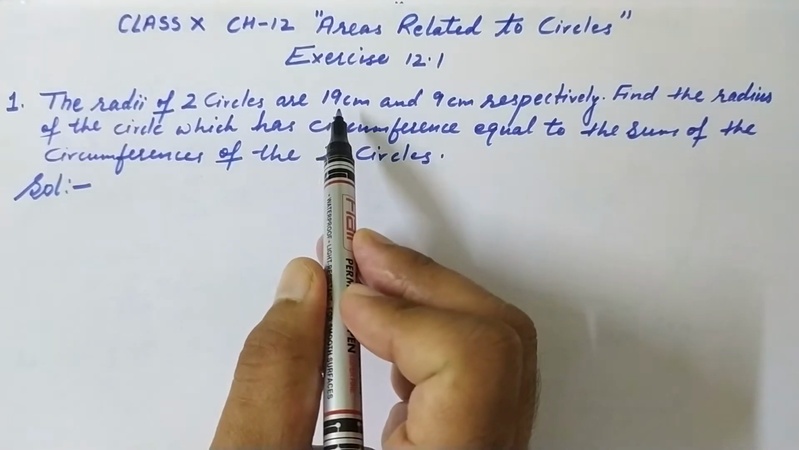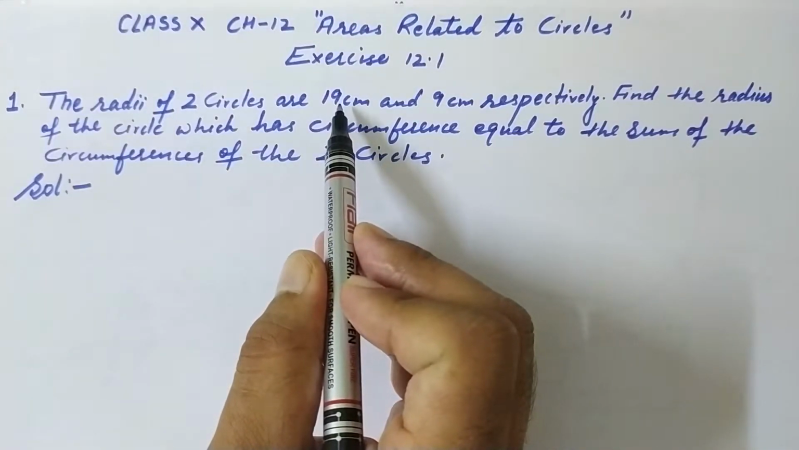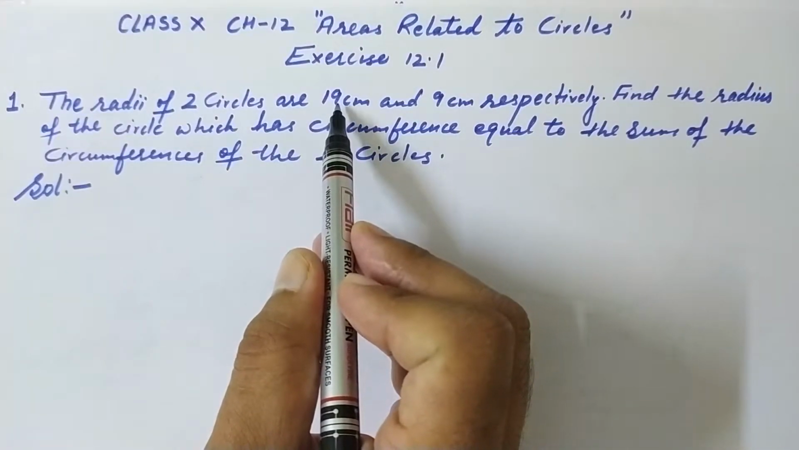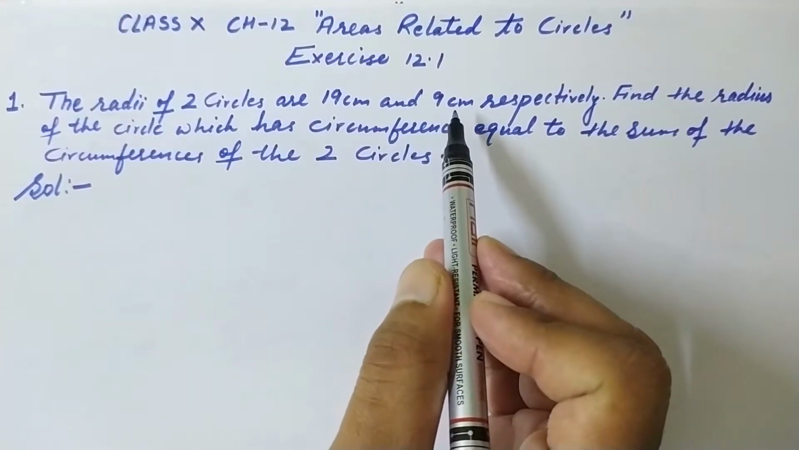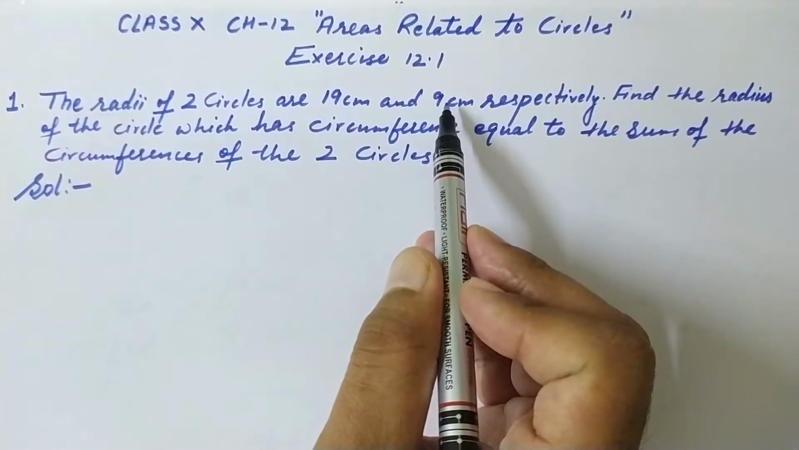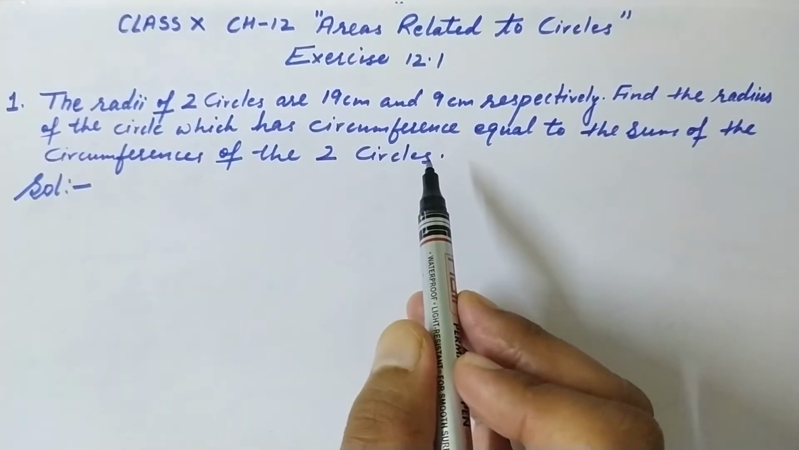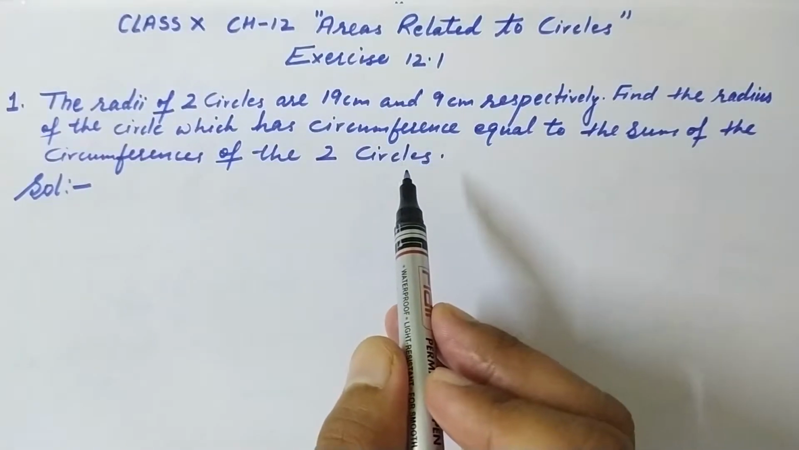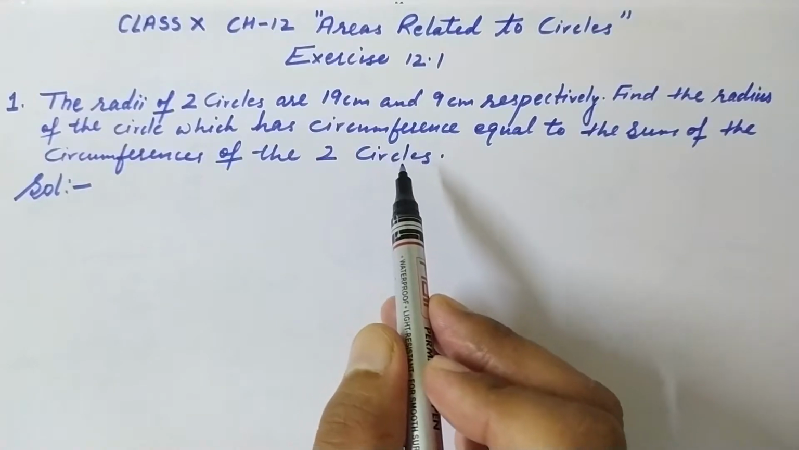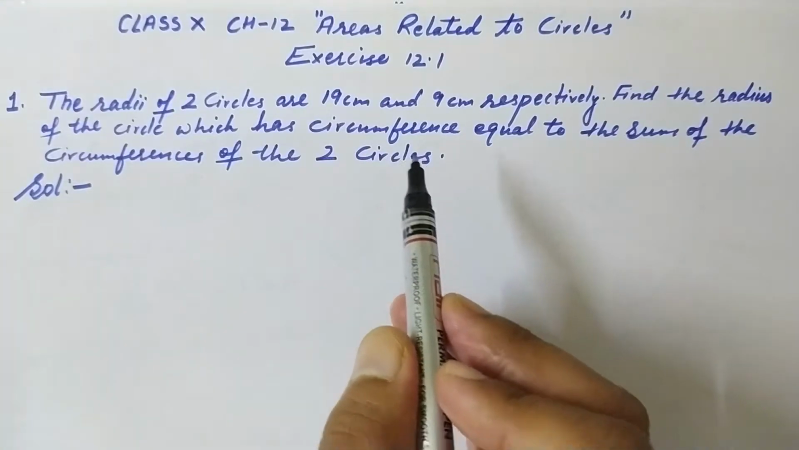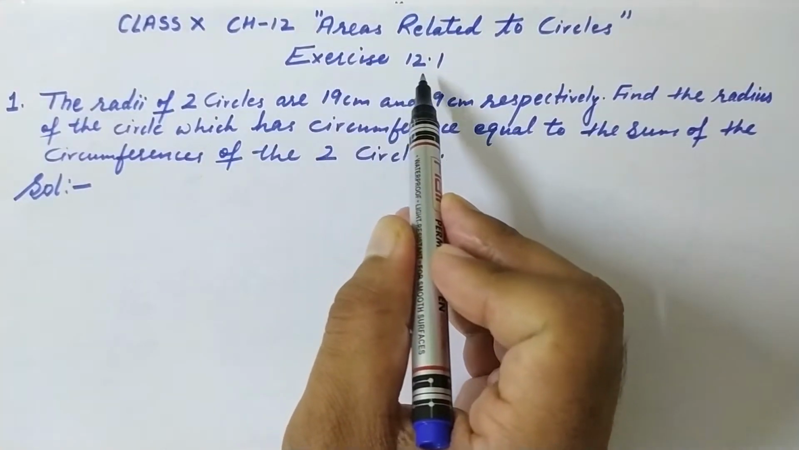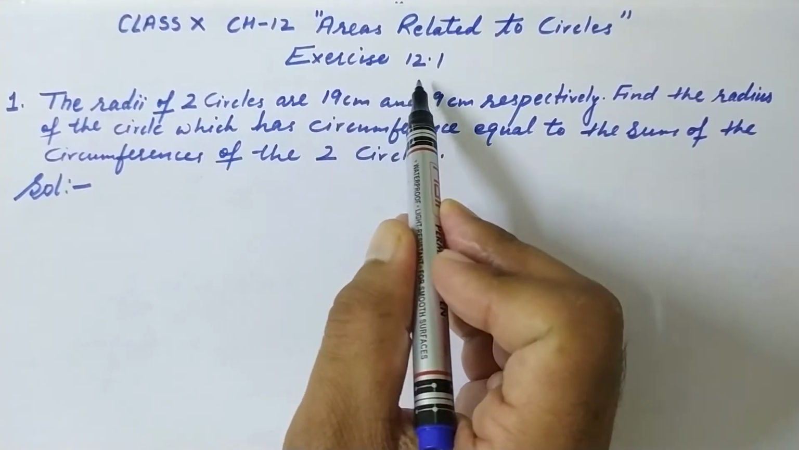So here we are given two circles. The first one's radius is 19 centimeter and the second one's radius is 9 centimeter. We need to find the radius of such a circle that the circumference of the required circle is equal to the sum of the circumferences of these two circles.